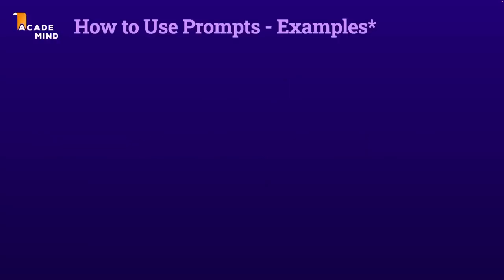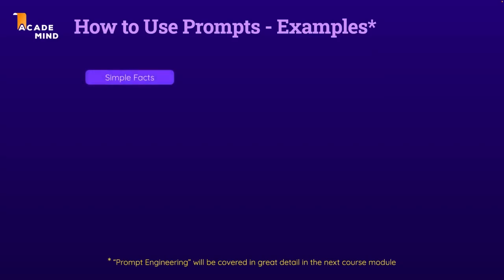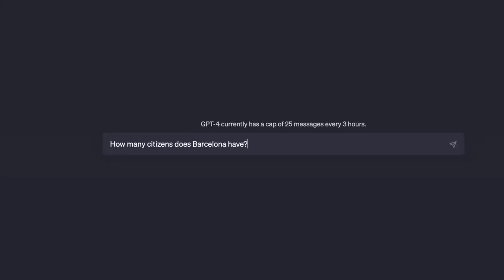Therefore, in this lecture, I want to have a look at some examples on how to use prompts. Some basic examples only though, because in the next module we'll dive into prompt engineering, and there we will learn all about prompts and how to write the perfect prompt for your needs. This lecture is just about the basics though, so let's get started with prompts which simply ask for simple facts. Such a prompt could be, how many citizens does Barcelona have?